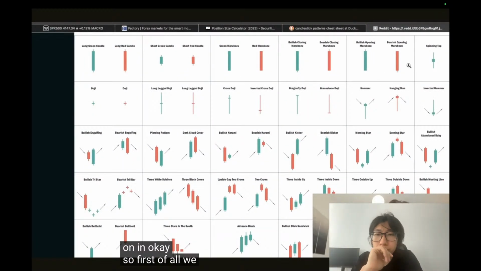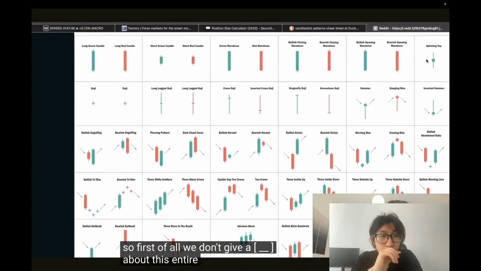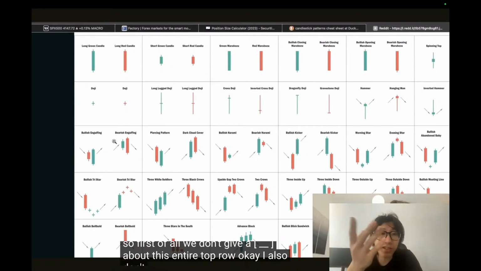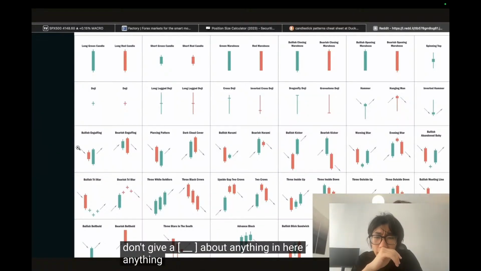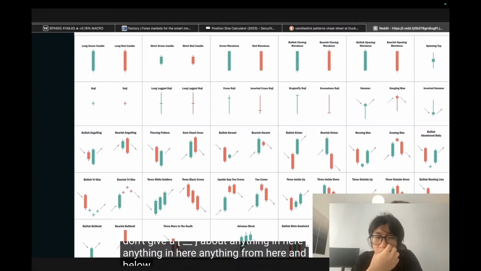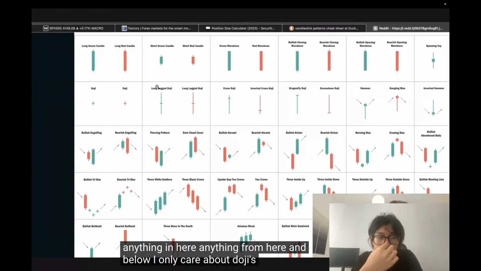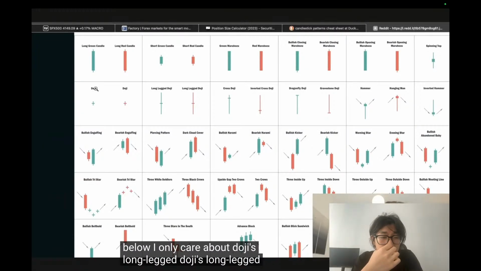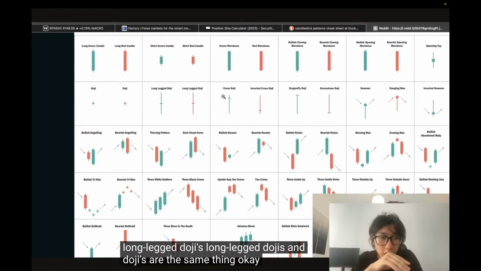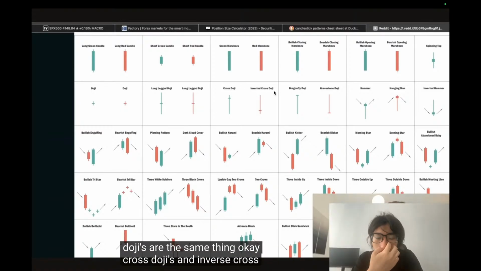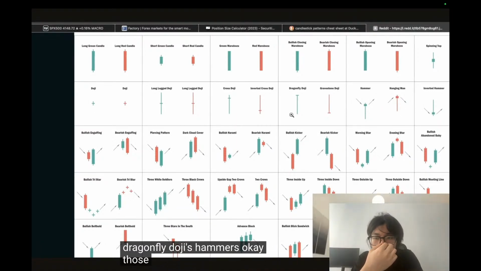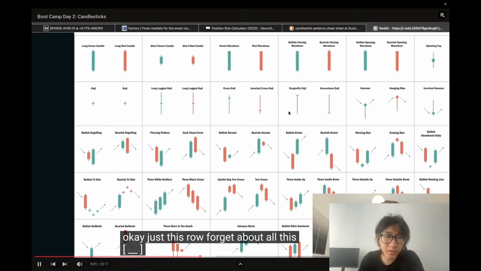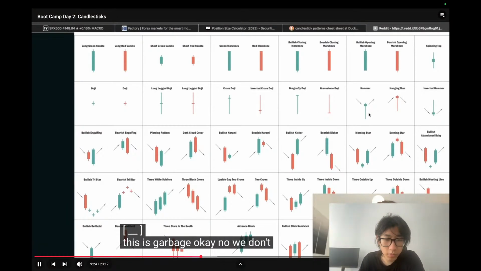First of all, we don't give a fuck about this entire top row. I also don't give a fuck about anything in here, anything from here and below. I only care about dojis. Long-legged dojis and dojis are the same thing. Cross dojis and inverse cross dojis, dragonfly dojis, hammers. Those are the only things I care about. Just this row. Forget about all this bullshit. This row is garbage.